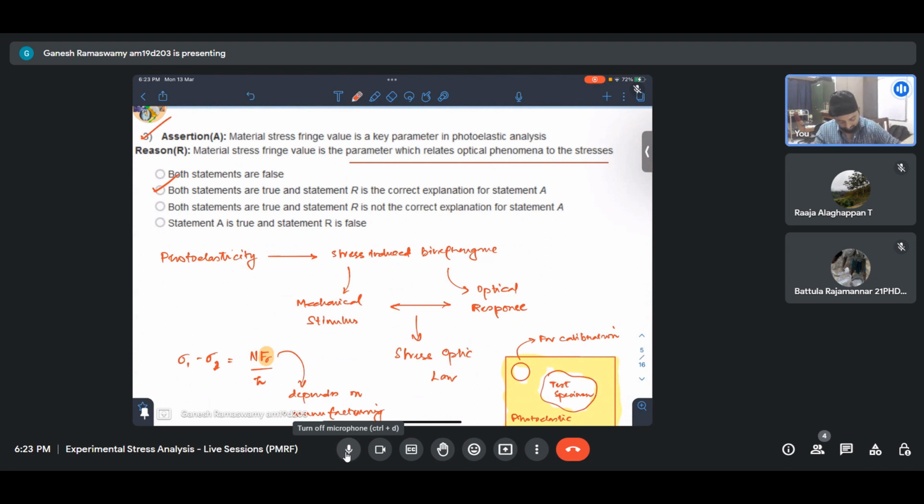And this F sigma calibration becomes all the more important in case of 3D stress freezing. There we have to go for least squares analysis only, as opposed to plotting P by N, because the center shows a lot of variation as discussed in the lectures also.